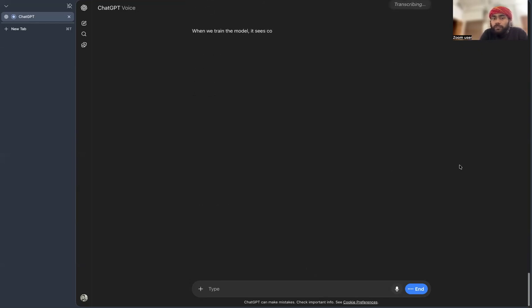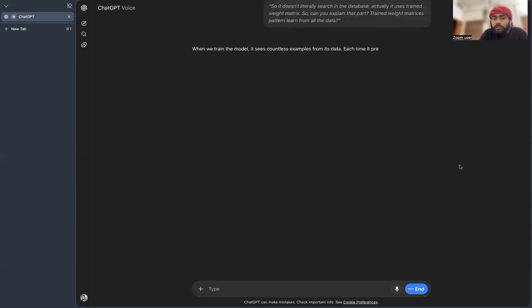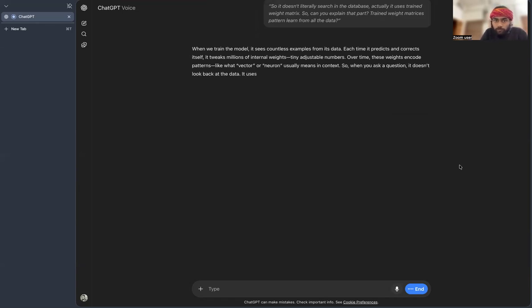When we train the model, it sees countless examples from its data. Each time it predicts and corrects itself, it tweaks millions of internal weights, tiny adjustable numbers. Over time, these weights encode patterns, like what vector or neuron usually means in context. So when you ask a question, it doesn't look back at the data. It uses these weights, like a deeply ingrained intuition, to generate an answer. The patterns live in those weights. No database lookup needed.